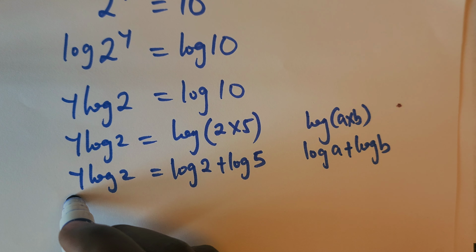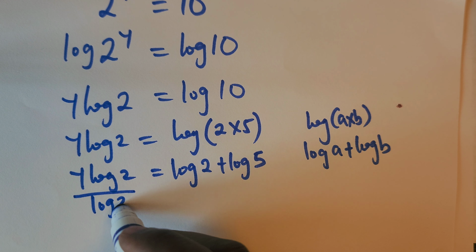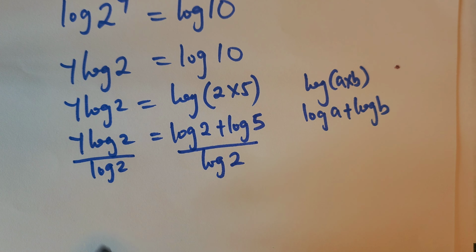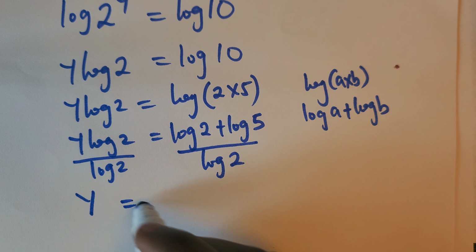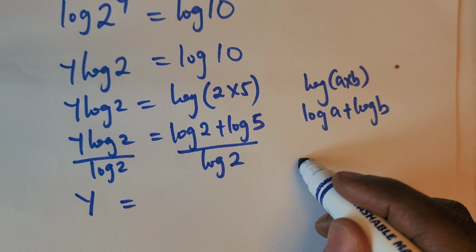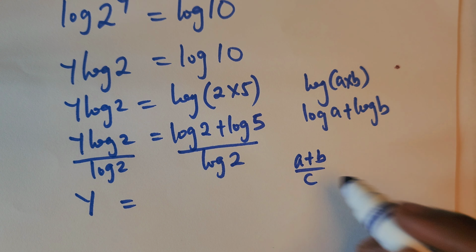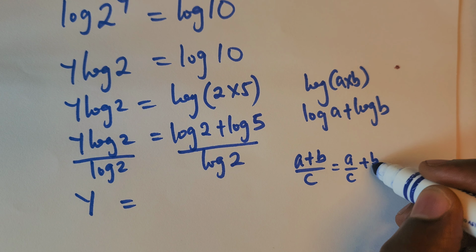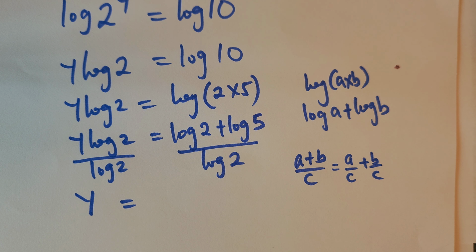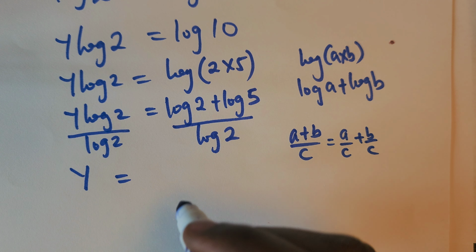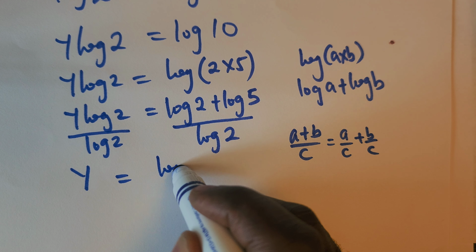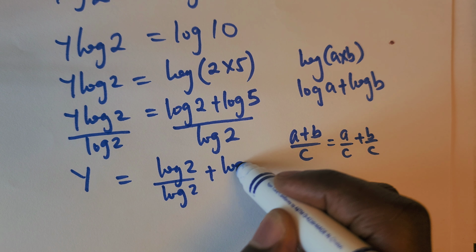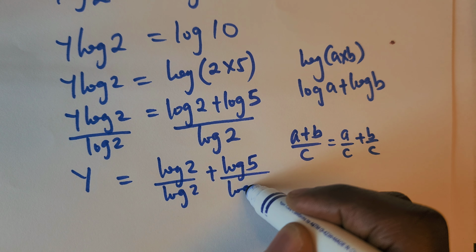So here, dividing both sides by the coefficient of y, which is log 2, on the left side I'm going to have y. Also, the rule of algebra says that a plus b over c is the same thing as a over c plus b over c. Both of them can share the same denominator. So here, I'm going to have log 2 divided by log 2 plus log 5 divided by log 2.